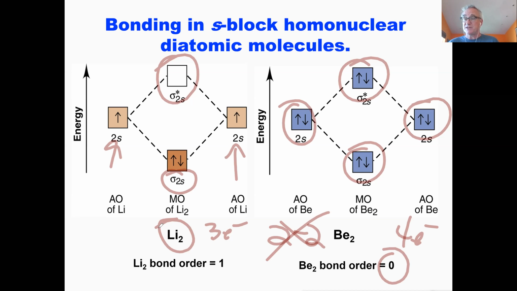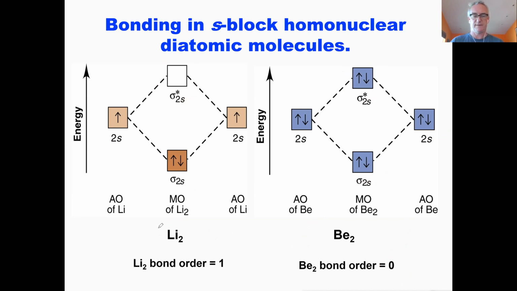Just like helium is not going to form. It has 2 valence electrons. 2 valence electrons plus 2 valence electrons, that doesn't work because you have 2 bonding, 2 anti-bonding. So the same is true whether those bonding electrons are in 1s or 2s or 3s or 4s, doesn't matter which one. If you only have those 2 bonding electrons and they come together, that's not going to form. Okay?